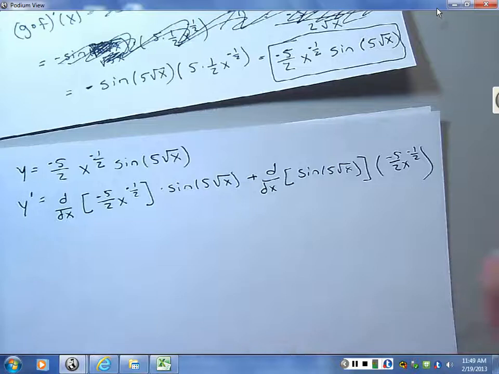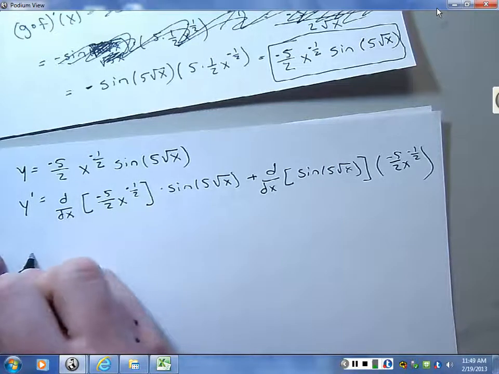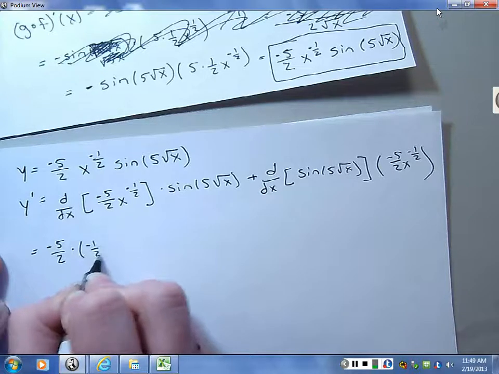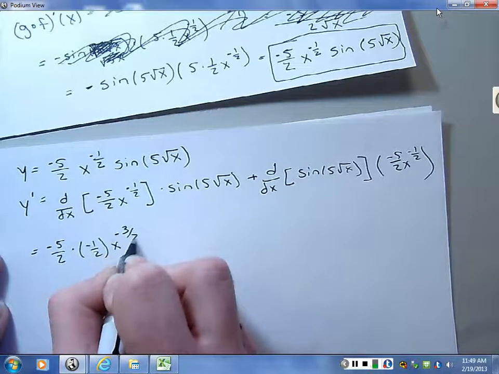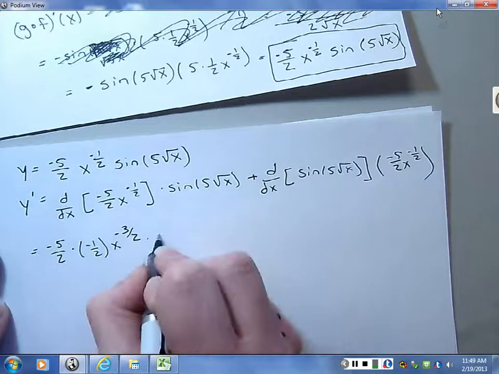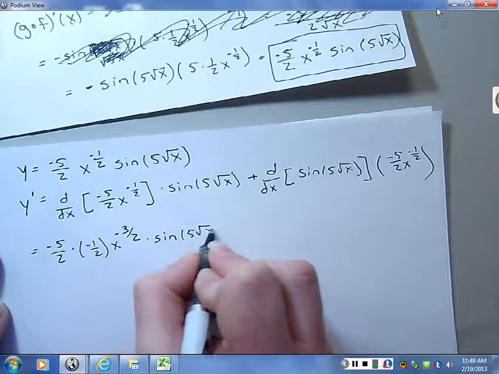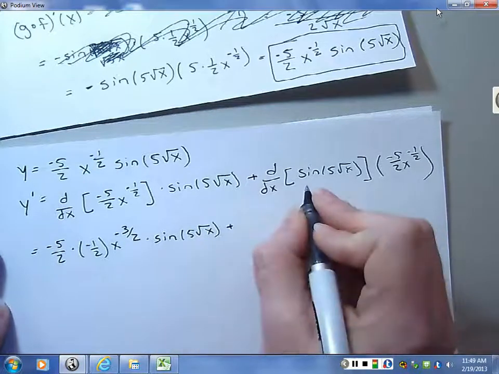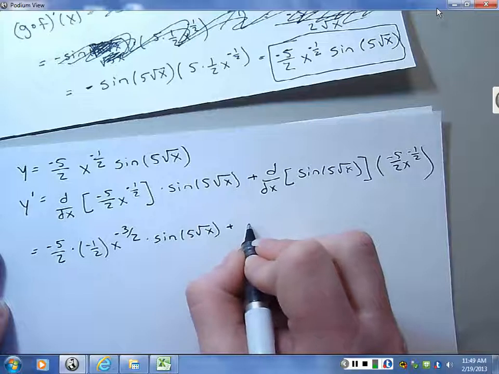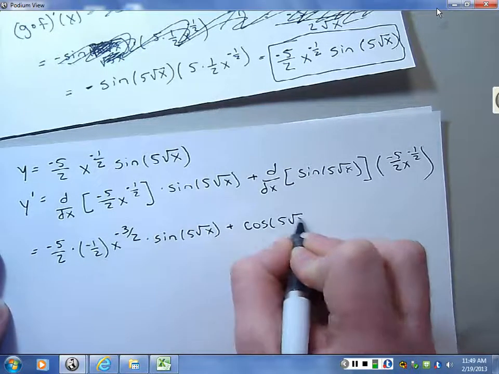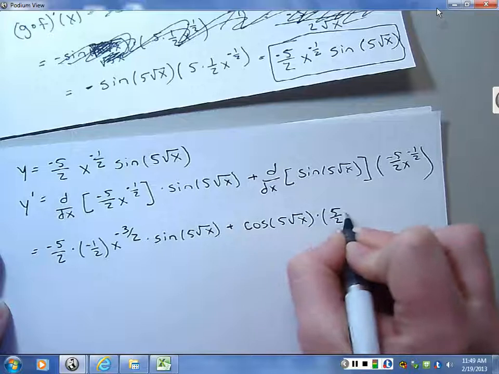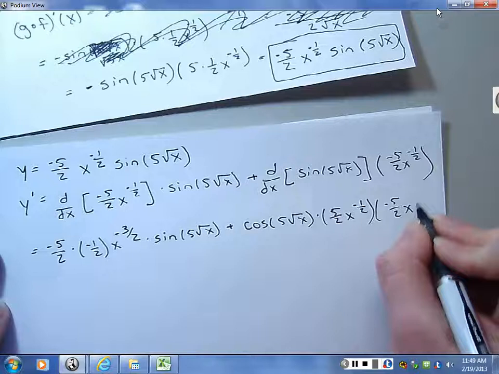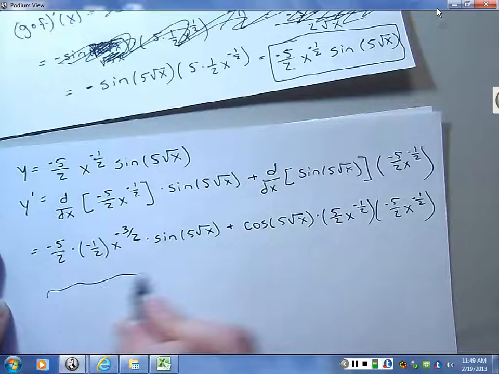And we can take the derivative of each one of these parts, right? So this would be minus 5 over 2 times minus 1/2 x to the minus 3 over 2, hold the sine of 5 square root of x, plus the derivative of sine of 5 square root of x, which would be cosine of 5 square root of x times 5 over 2 x to the minus 1/2. So I have some cleaning up to do.